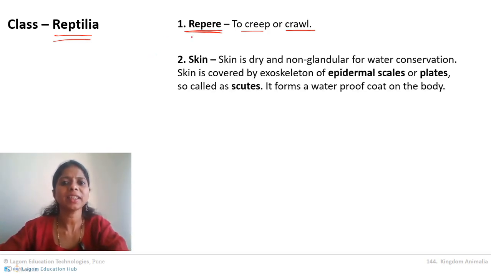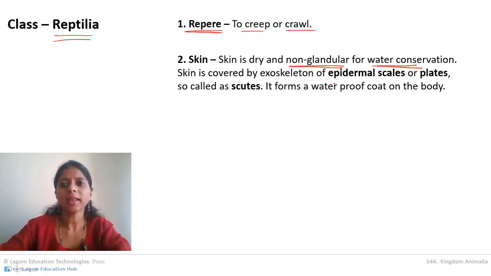The second characteristic is obviously its skin. Skin is non-glandular, meaning it does not have any gland on it. Amphibians were having mucus glands, but here the skin is dry. And this dry skin helps to conserve water in desert conditions.